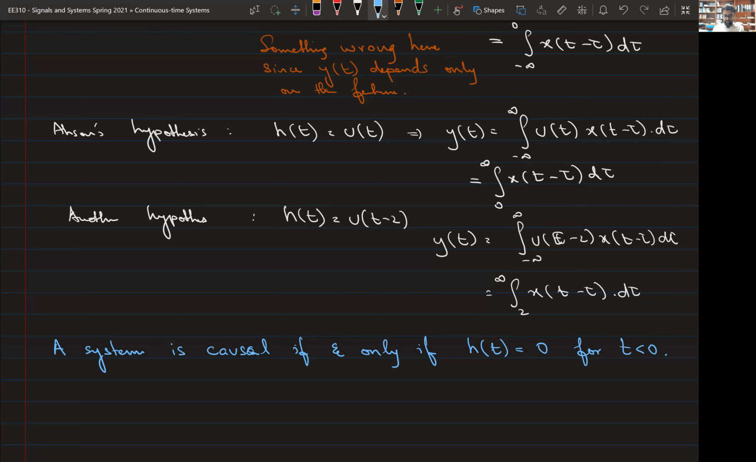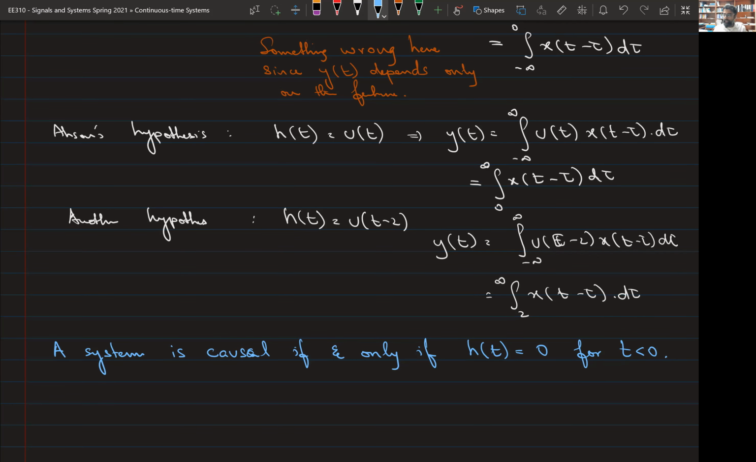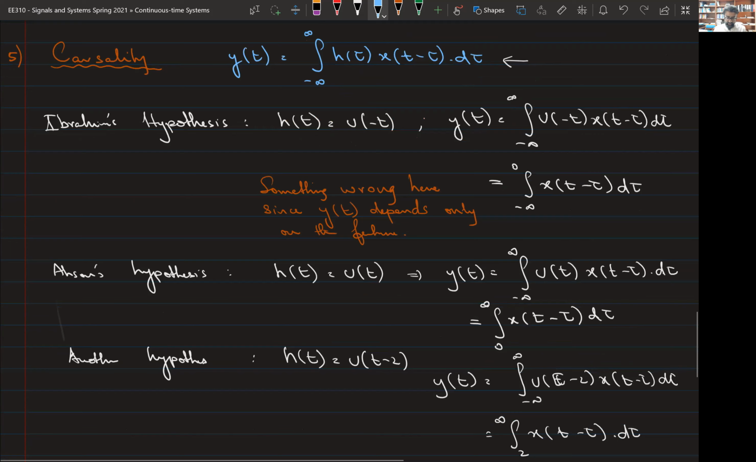So the conclusion here is that an LTI system is causal if and only if the impulse response is equal to 0 for time t less than 0. Okay? All right. So any questions here before I move on?